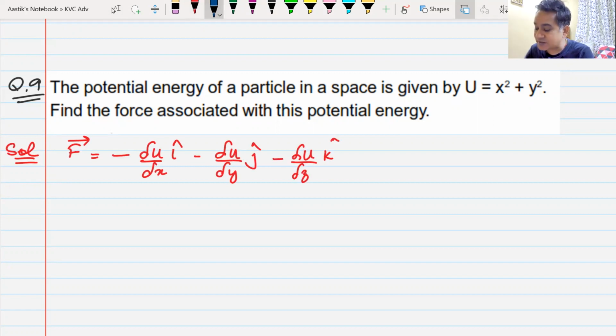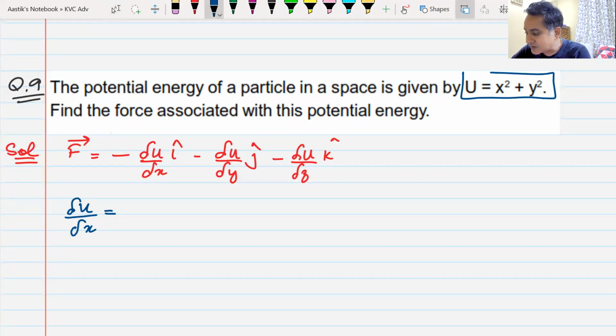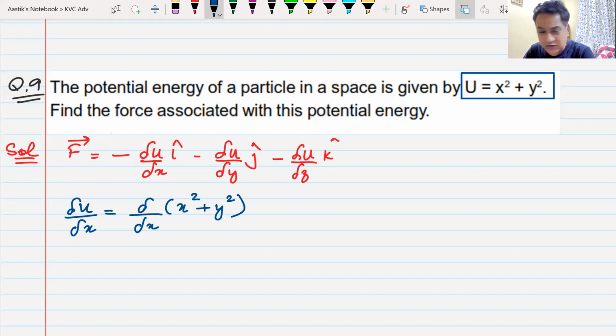Do you understand the meaning of partial derivative? Yes. So let us find del u by del x, partial derivative of u with respect to x. Now when I say partial derivative, only x is variable and y is constant. Do you understand this? So the partial derivative of x square plus y square will be a constant, so it will go away. So it is simply equal to 2x.